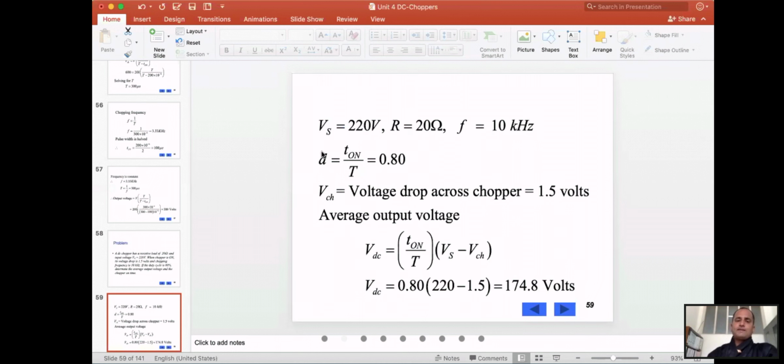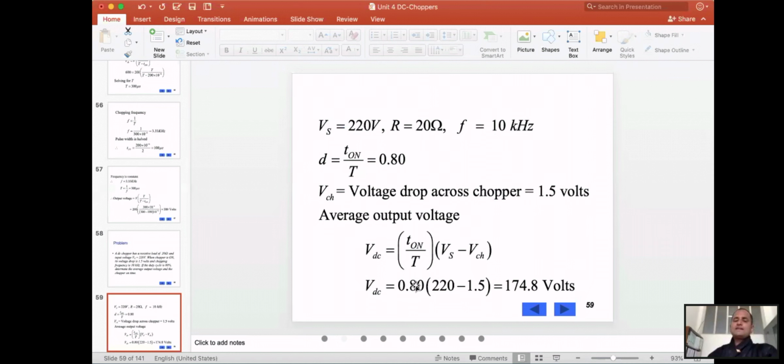Initially it's given that Vs equals 220 volt, R is 20 ohm and F is equal to 10 kilohertz. We can find from here the duty cycle equals T on divided by T, and the duty cycle is given as 0.8. The voltage drop across the chopper is 1.5 volt. So the average output voltage is equal to T on divided by T times Vs minus VCH, where VCH is the voltage drop on the chopper. The source voltage is 220 volts, and the voltage drop in the chopper is 1.5 volt.